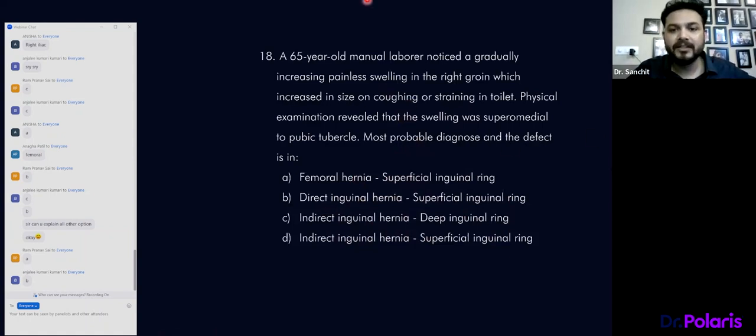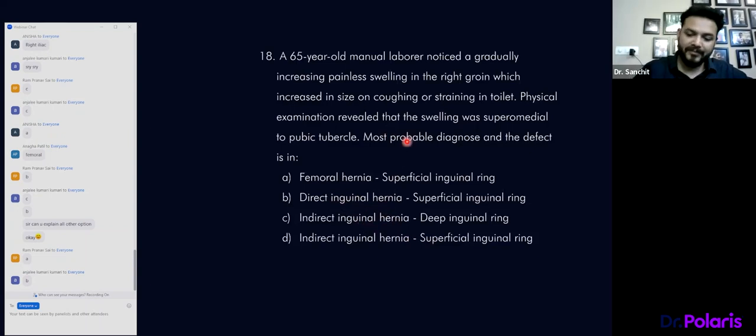Okay, I'll tell you another important clue. Whenever you are getting 65-year-olds and all, always think direct hernias, because they are all related to abdominal wall weakness. Whenever you are having lower age group around younger males, it is always indirect. So always remember, direct hernias usually occur in the later part of the age group, but indirect hernias usually occur in the earlier part, in the younger age group. That is another clue here.